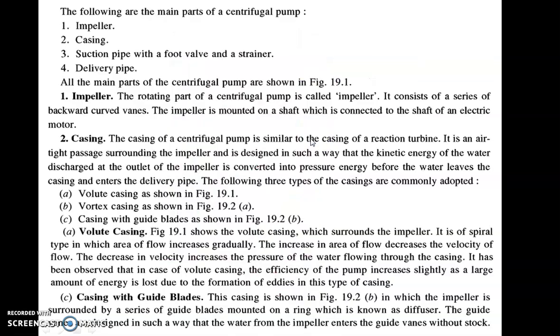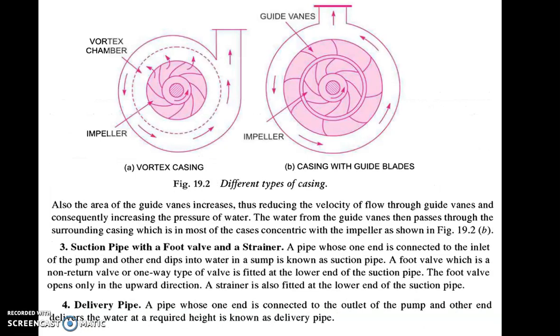This is a spiral type of casing where the area increases so that the pressure increases, because area is directly proportional to pressure. Here our aim is to increase the pressure, that's why the area goes on increasing at the outlet side. There are three types of casing: volute casing, vortex casing, and casing with guide blades. Volute casing we have seen. What do we mean by vortex casing and casing with guide blades? In vortex casing you provide a vortex chamber. There is no volute. Instead there is a vortex chamber provided so that it will restrict the flow. After restricting the flow, the pressure will build up. That's why it is called a vortex type of casing.